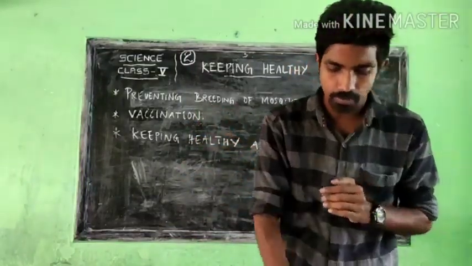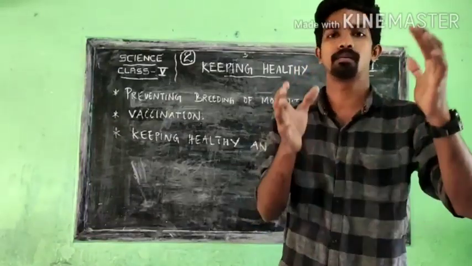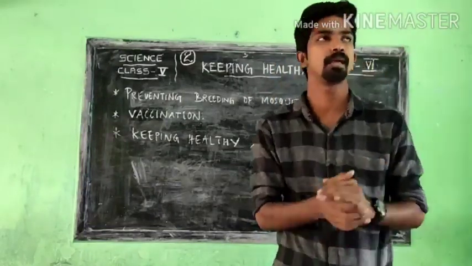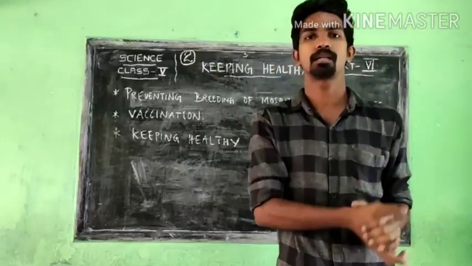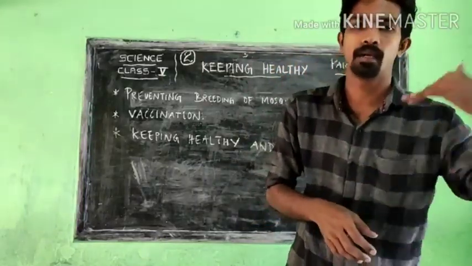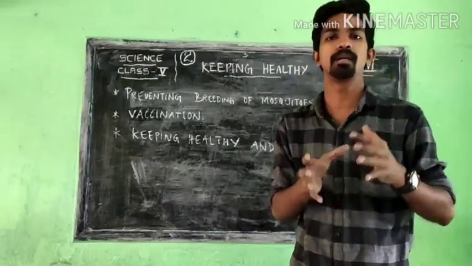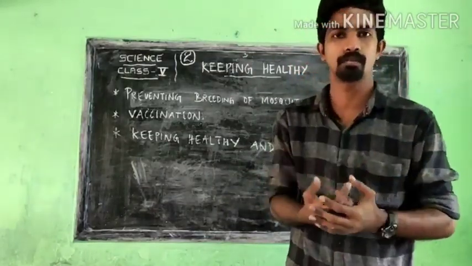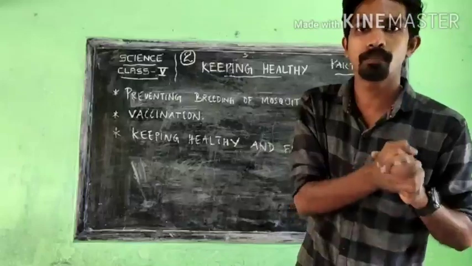Moving to the first step: keep water tanks covered wherever in your house. There will be water tanks where you always collect and hold water. So always keep a lid over it. There must be a lid; it will be available when you purchase the tank. So always keep water tanks covered.